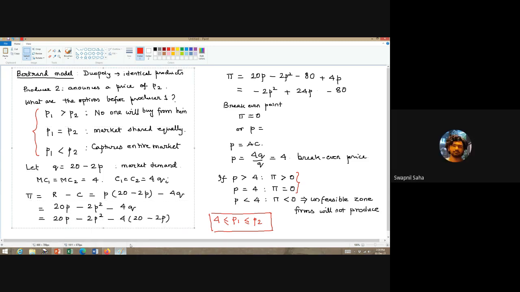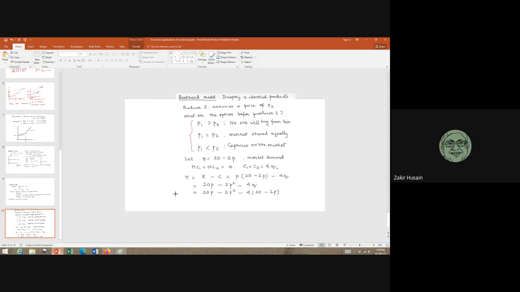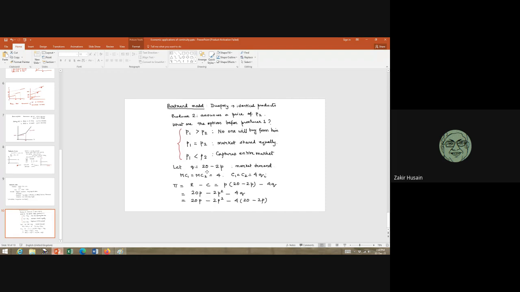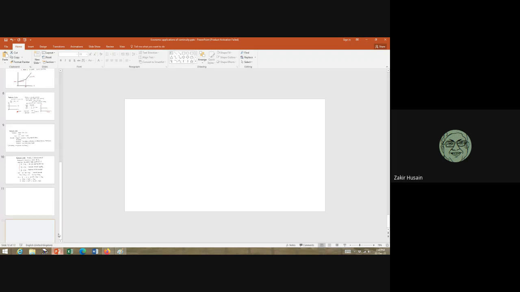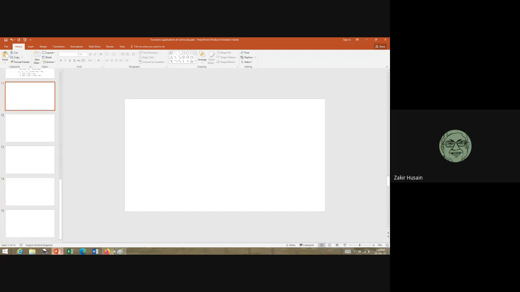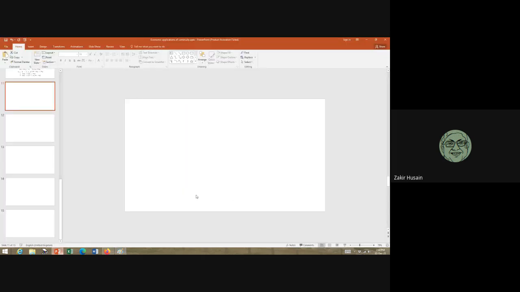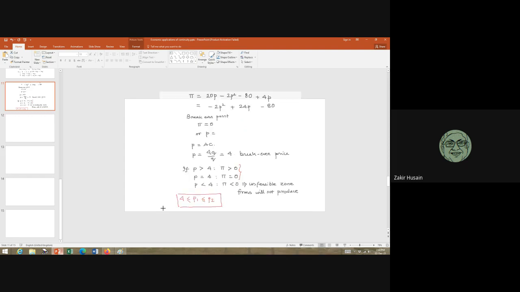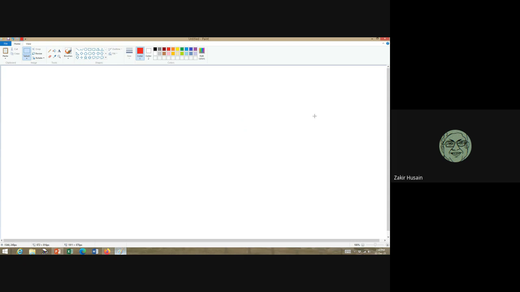Sir, if we solve the equation, the roots are coming imaginary. Shekhar, that is why you have to use this other equation, the direct method. Okay. That is why you simply have to use price equal to average cost. Okay, sir. Okay. Acha.